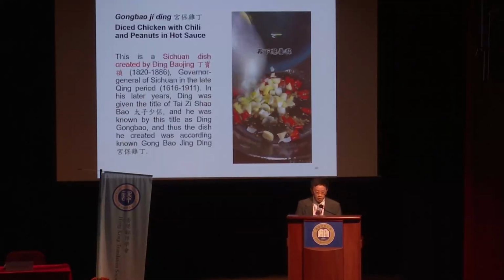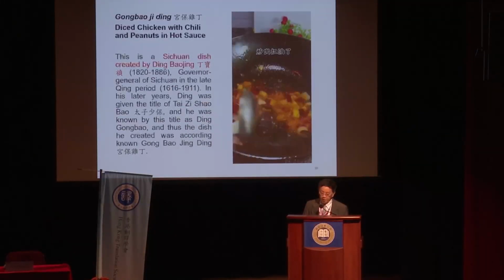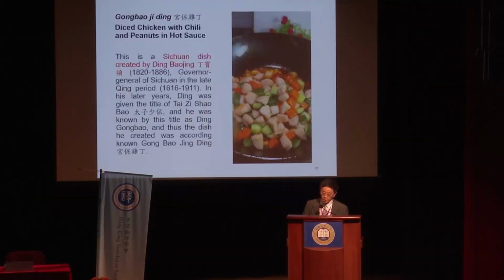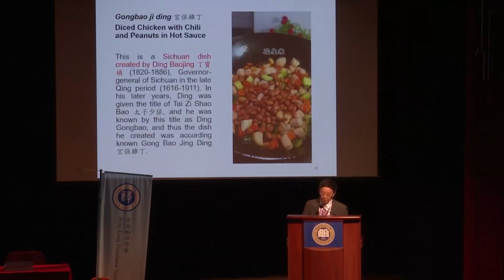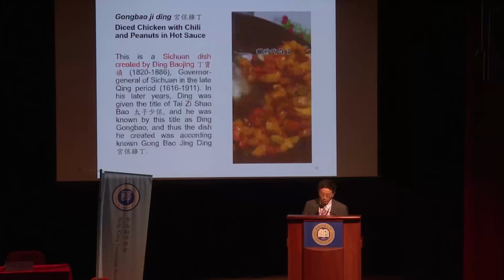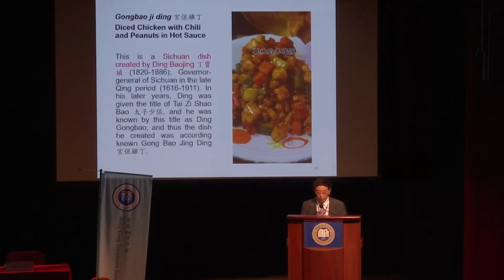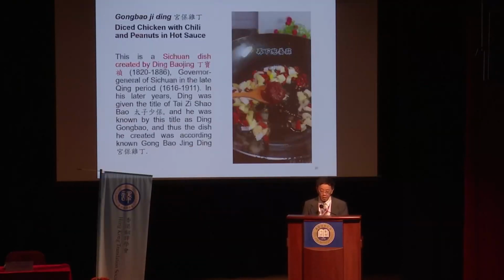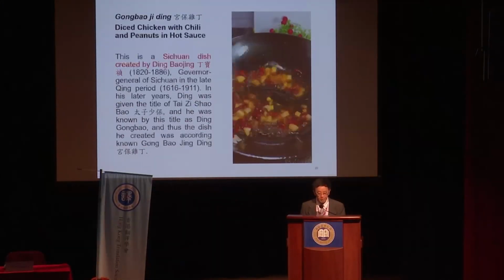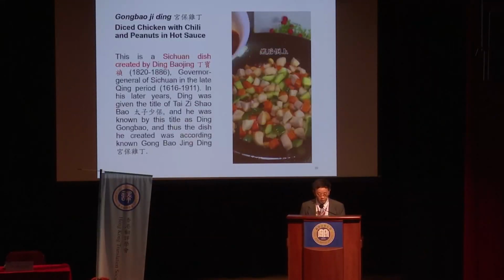And then the second example has something to do with Ding Baozhen, who was actually the Governor General of Sichuan in the late Qing period. And he prepared a dish because his last position was Taizi Shaobao. So that's why the dish he prepared is known as Gong Bao Ji Ding. This is the second example of naming a dish after its creator.